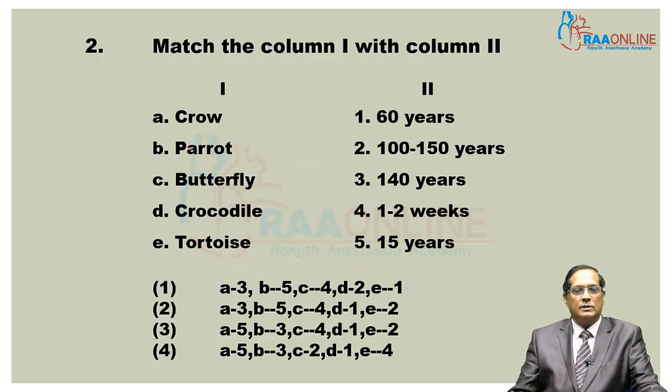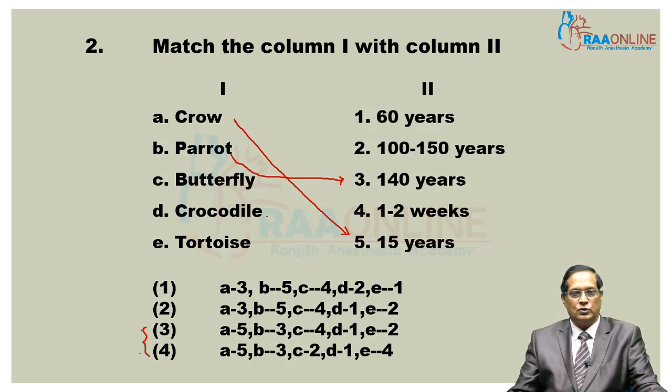Here some organisms are mentioned with their lifespan. The lifespan of a crow is approximately 5 to 15 years, and A with 5 is in 2 options. Come to the second one. Parrot's lifespan is 140 years. So B with 3. In these two cases again B with 3 matches.